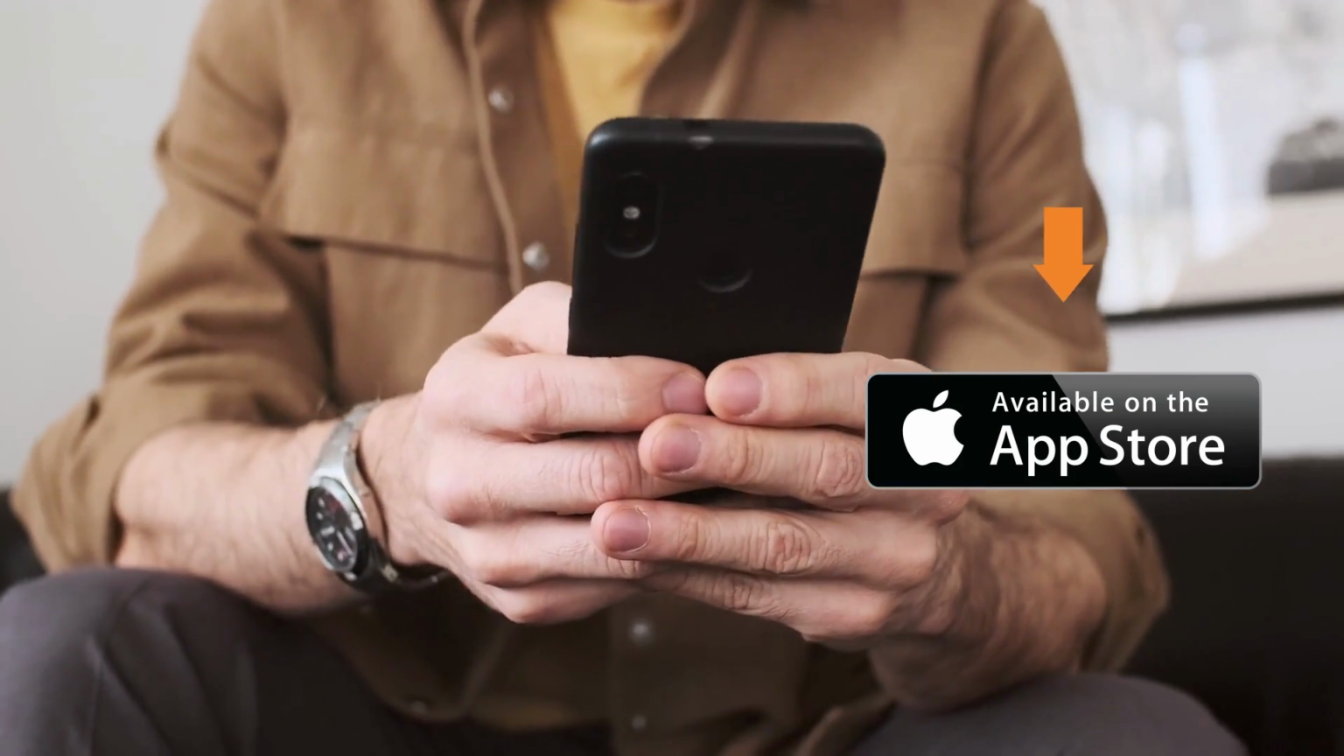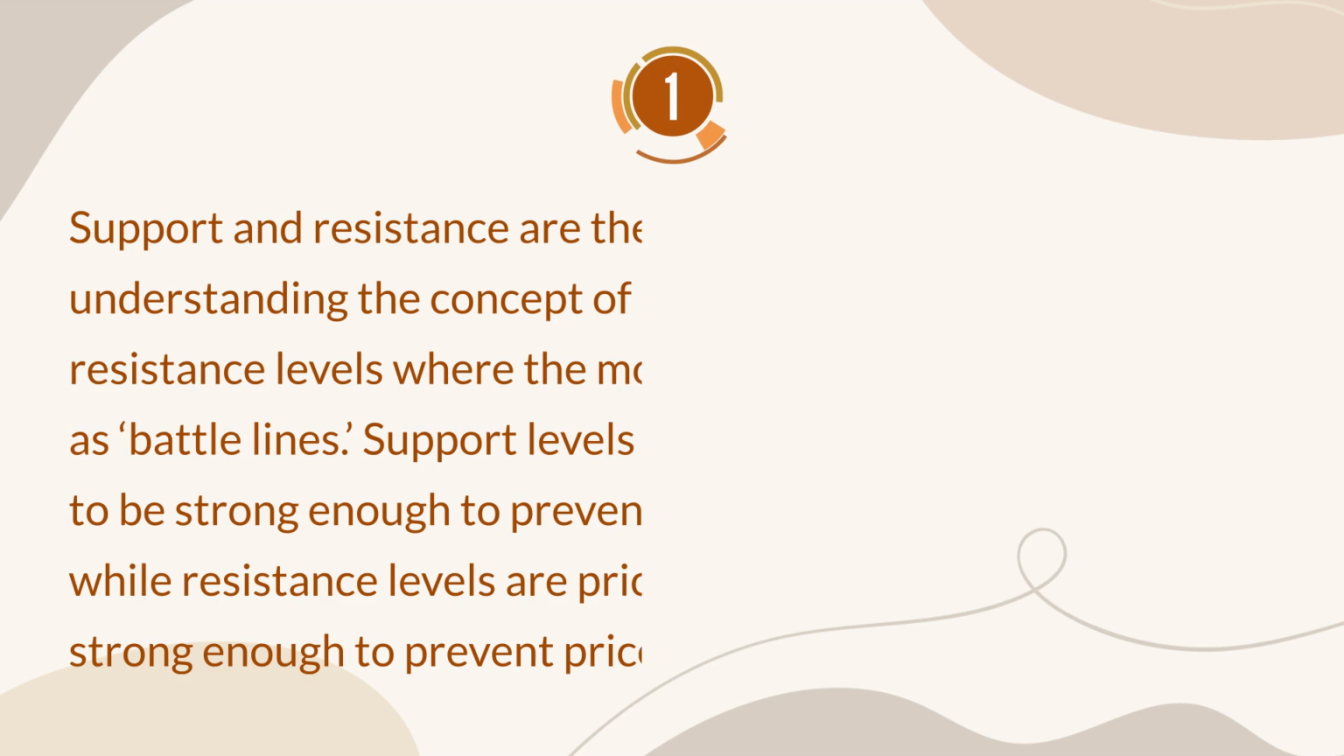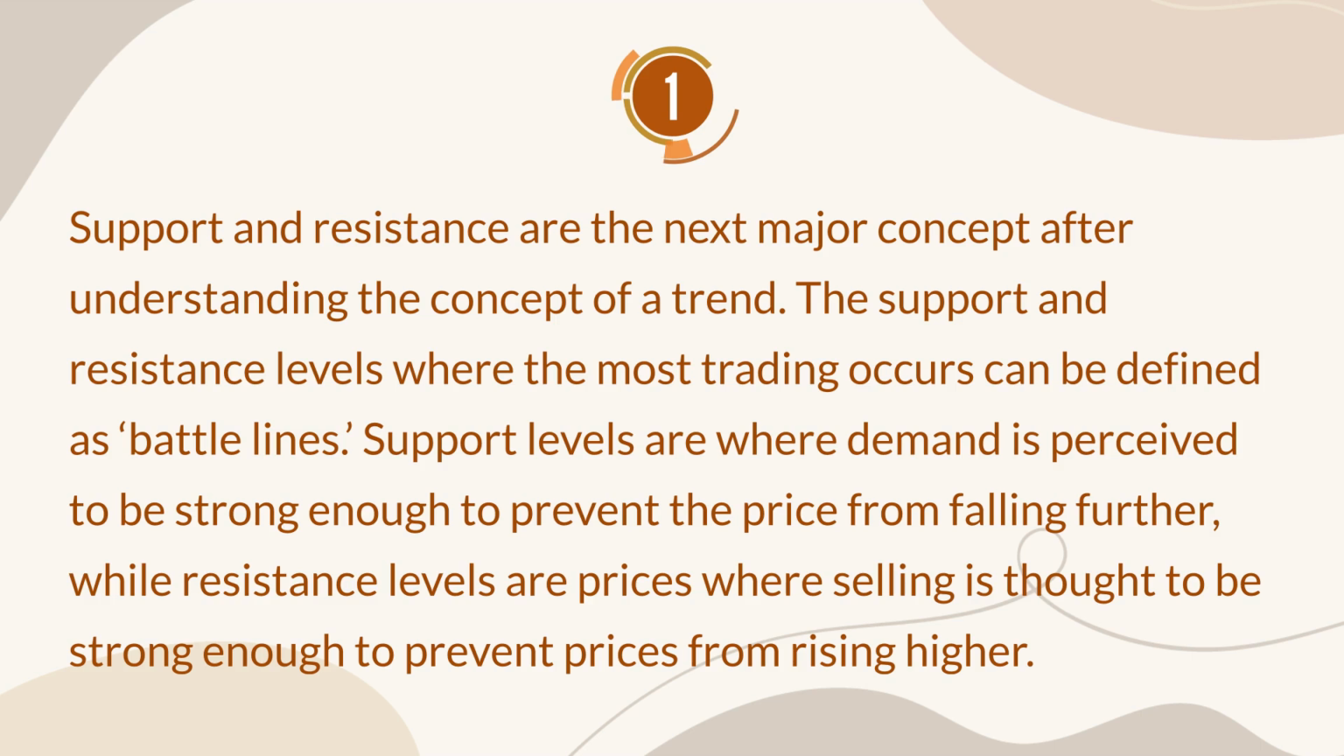Number 1. Support and resistance are the next major concept after understanding the concept of a trend. The support and resistance levels, where the most trading occurs, can be defined as battle lines. Support levels are where demand is perceived to be strong enough to prevent the price from falling further, while resistance levels are prices where selling is thought to be strong enough to prevent prices from rising higher.